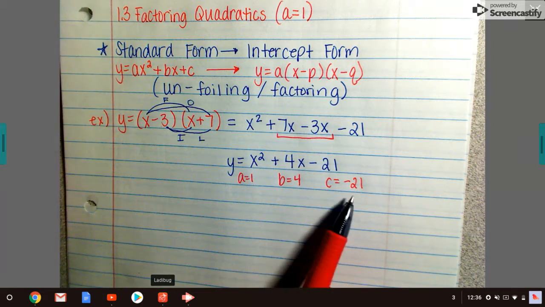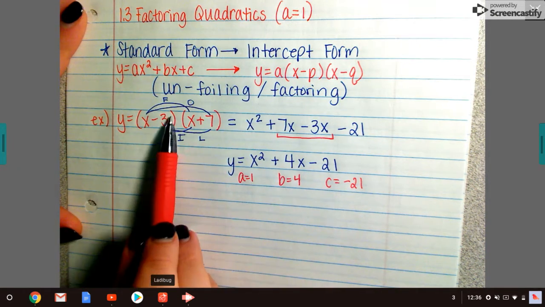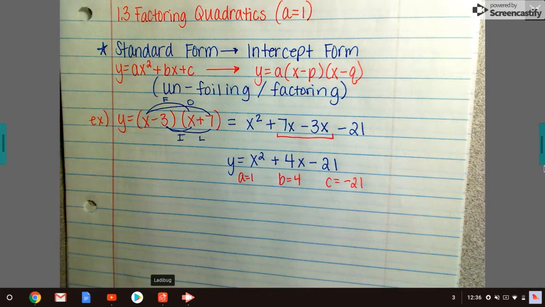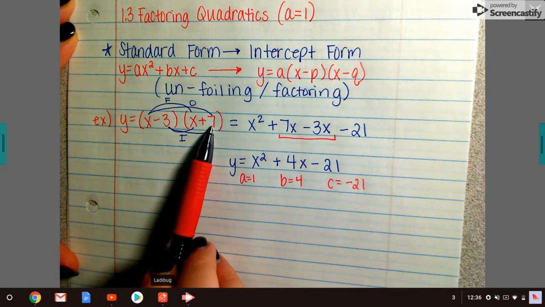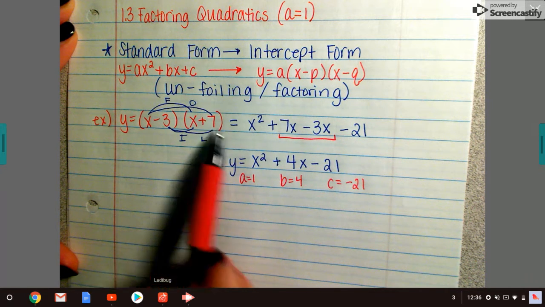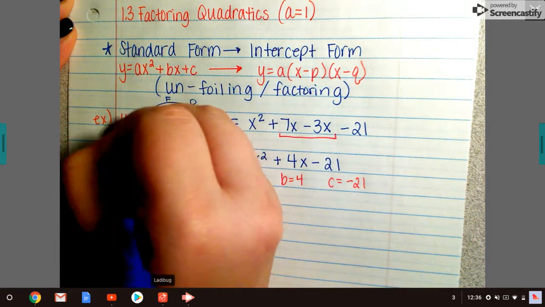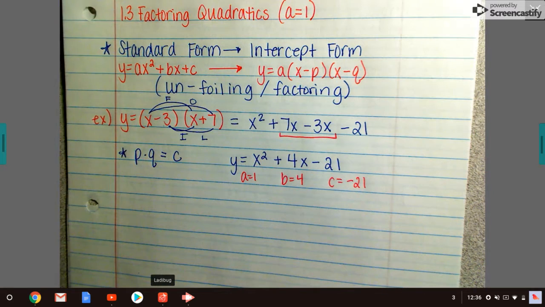Let's go backwards, because our goal is to start in standard form and get to intercept form. So we'll start here and work our way backwards and see where we got this 3 and 7. Notice the 21 is found by multiplying the two numbers here, the p and the q. So if you multiply p and q, you get c. So that's big. p times q equals c.